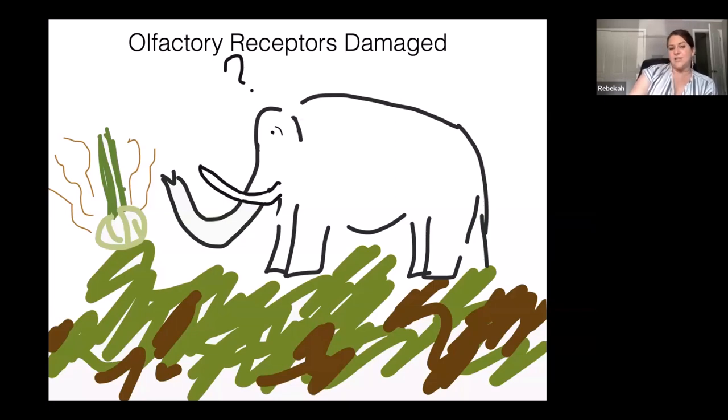So there could be selection against being able to sense certain noxious chemicals, like the kid refusing to eat their green beans. If you can't sense whatever's funky in green beans, then you might eat them. And this is a common thing that happens in island environments when you get a shift in habitat, whether it's mice or fruit flies, or in this case, the mammoths.